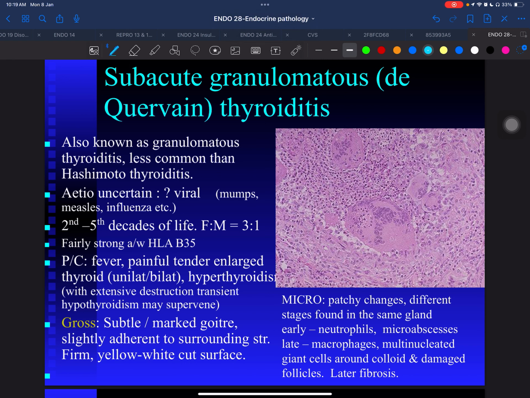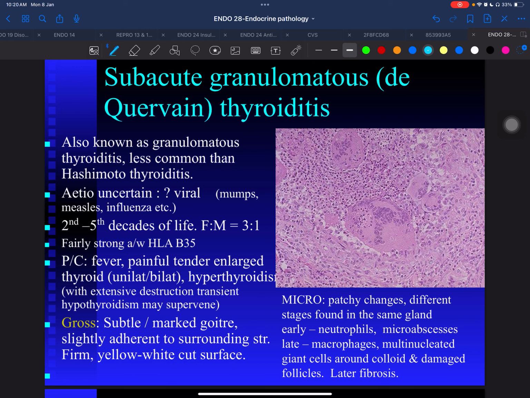So granulomatous thyroiditis is less common than Hashimoto. Okay? Cause don't know. Could be viral due to mumps, measles, influenza. 20 to 50 decades of life. Jadi female-male ratio only 3 to 1 as compared to Hashimoto dari 20. But it has strong association with HLA B35. In De Quervain dia painful. Hashimoto tak painful. Okay, they have fever, they have painful tender enlargement of the thyroid. It can be unilateral or bilateral.